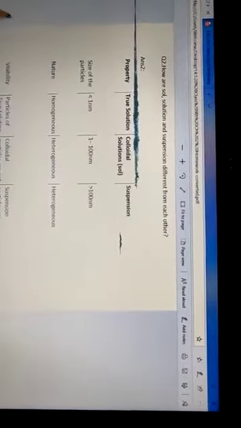So let us see first the property, then how it differs in the three: true solution, colloidal solution and suspension. So first we talk about the size of the particle. The particle size of true solution are less than 1 nanometer. If we talk about colloidal solution, the particle size is 1 to 100 nanometers and that of suspension is greater than 100 nanometers.